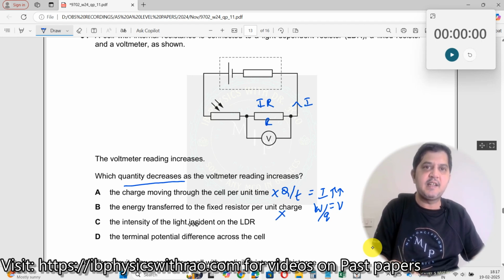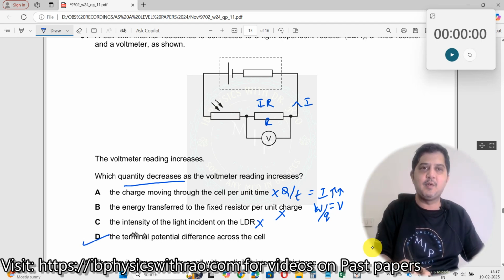The intensity of the light incident on the LDR: even more light will fall onto it. Definitely the LDR shows a lesser resistance, so more current will flow through it. That's the correct behaviour. The intensity of the light does not decrease, it increases. So this is also not correct. So the last one should be the correct one.